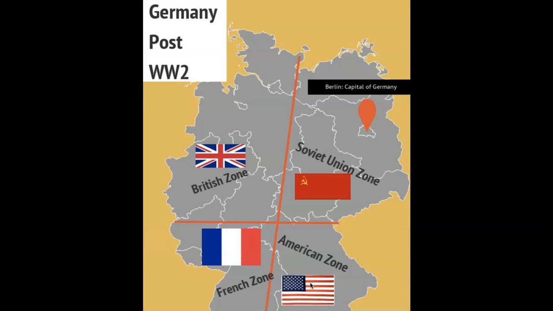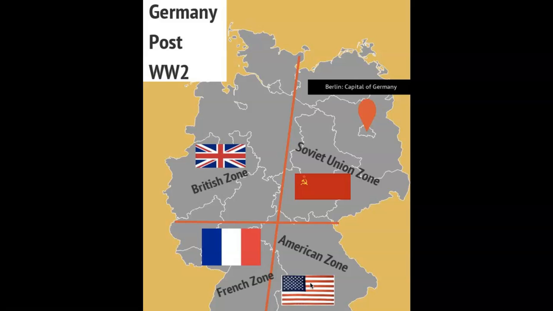So after the war, the Allied forces decided that Germany couldn't be left to rule on its own, so they divided it into 4 different zones. Each one of the Allied forces took a different zone of Germany to control. Now the problem was that the Soviet Union got control of the piece of Germany that had Berlin, the capital.